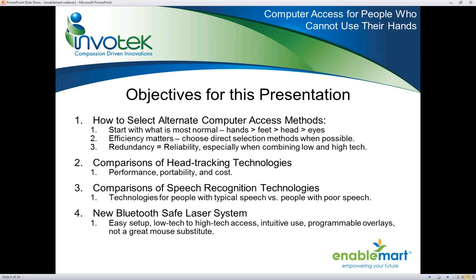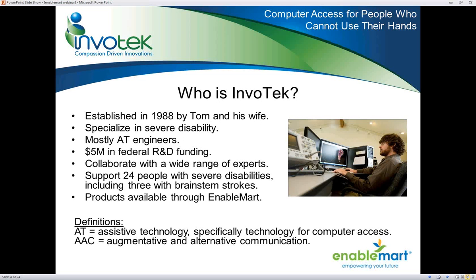And then I'm going to share with you our latest technology, a safe laser system that has some subtle differences between it and other types of technologies that just make a really big difference. And so I'm excited to be able to show you that as well.